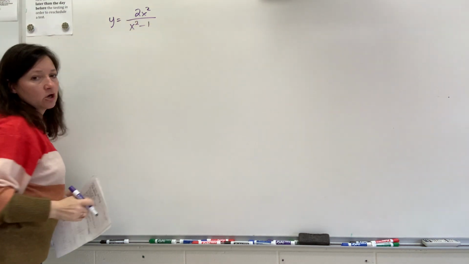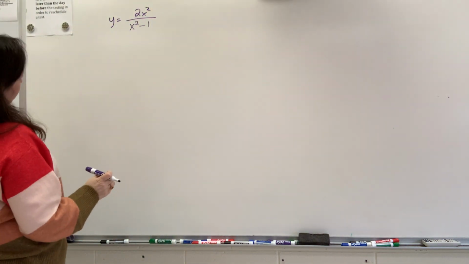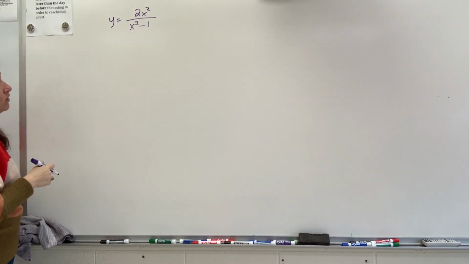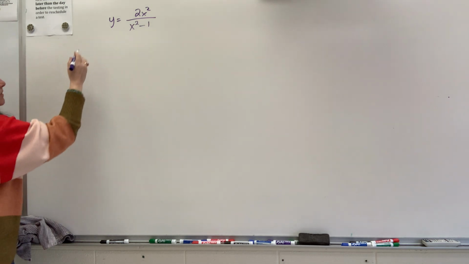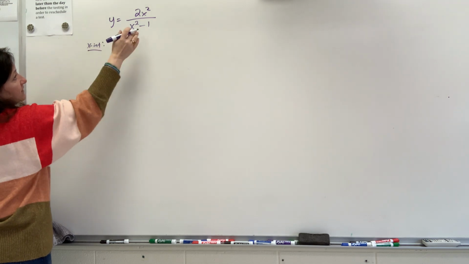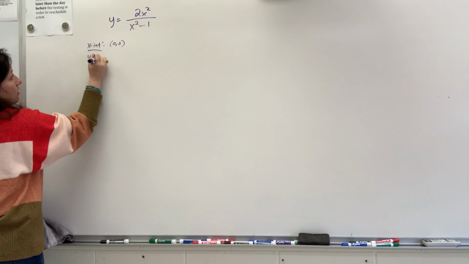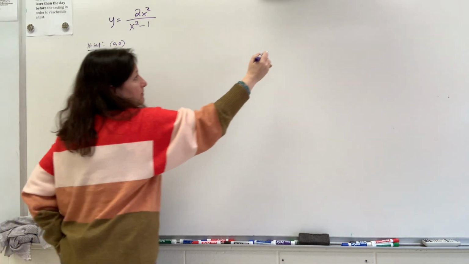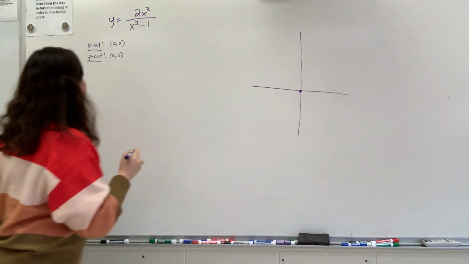So we're going to go through our list. The first thing we want to do is domain. I can already tell, oh, we don't want x to be 1 or negative 1, so there's going to be some asymptotes coming up. But first, let's do x-intercept. If I make y 0, I end up finding out the x-intercept is 0, 0. Y-intercept, I make x 0, I find out the same thing. So when I make my graph, I'm going to go ahead and put my 0, 0 point on here.